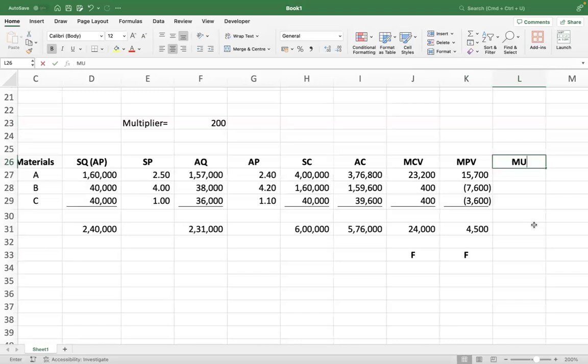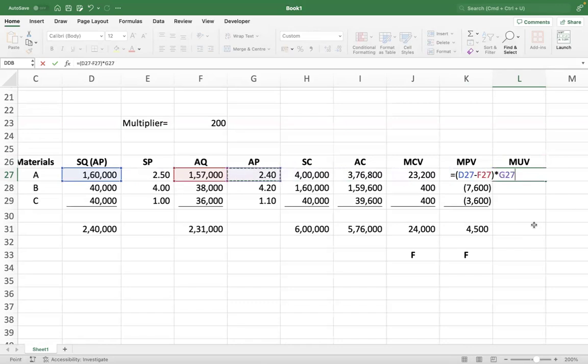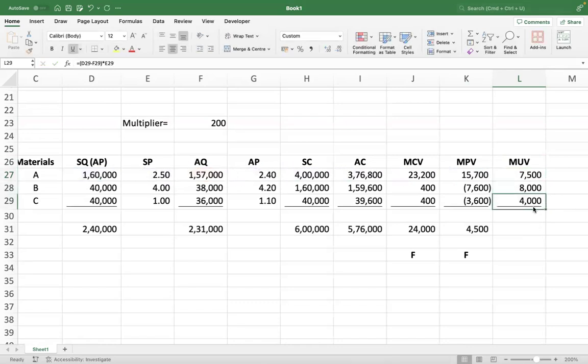Question can be any which ways. Material usage variance will be standard quantity minus actual quantity multiplied by standard price. Again, drill this down and add it up. All three are favorable. Very good. And total obviously is favorable.